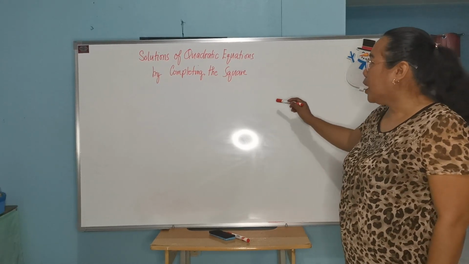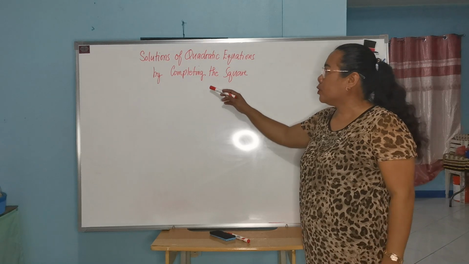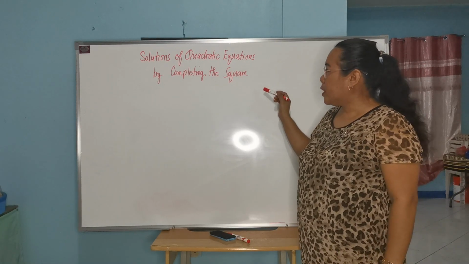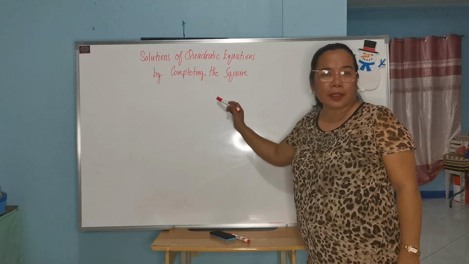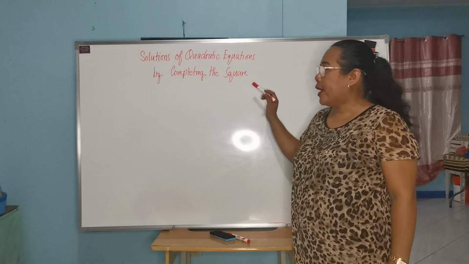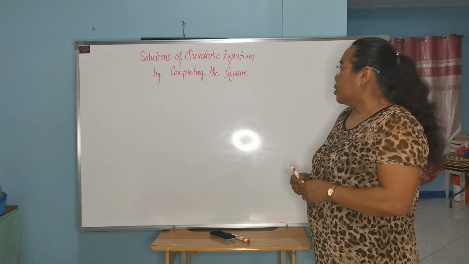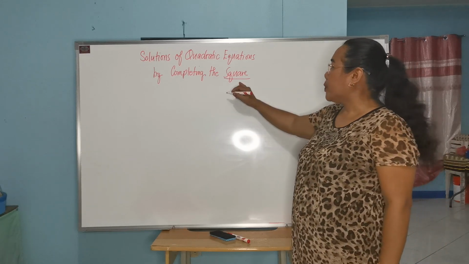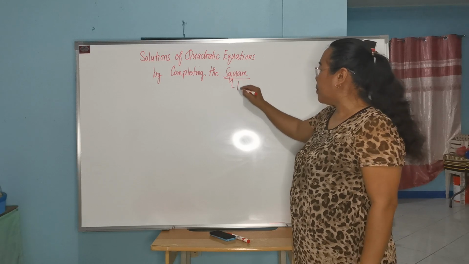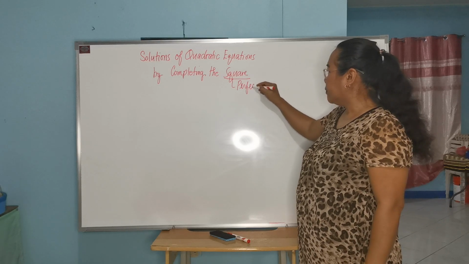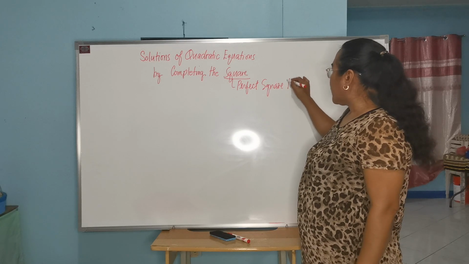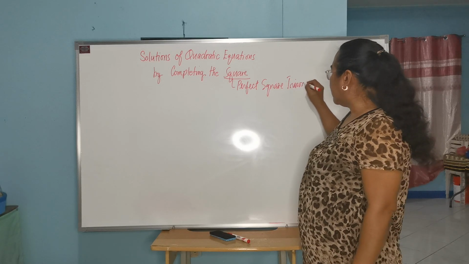Okay, good afternoon. Our topic is on the solutions of quadratic equations by completing the square. You have finished already the first two methods, that is the extraction of square roots and factoring. When we speak of completing the square, what we are referring to here is your perfect square trinomial, which we have discussed already.